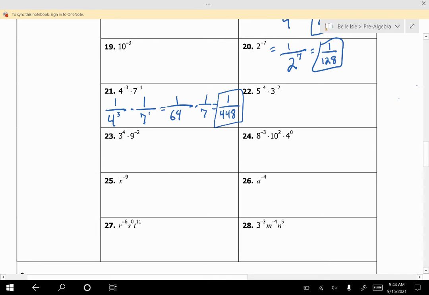Okay, try and do 23 and 24 on your own. 23 and 24. If you're not at least trying to do these, you're wrong.